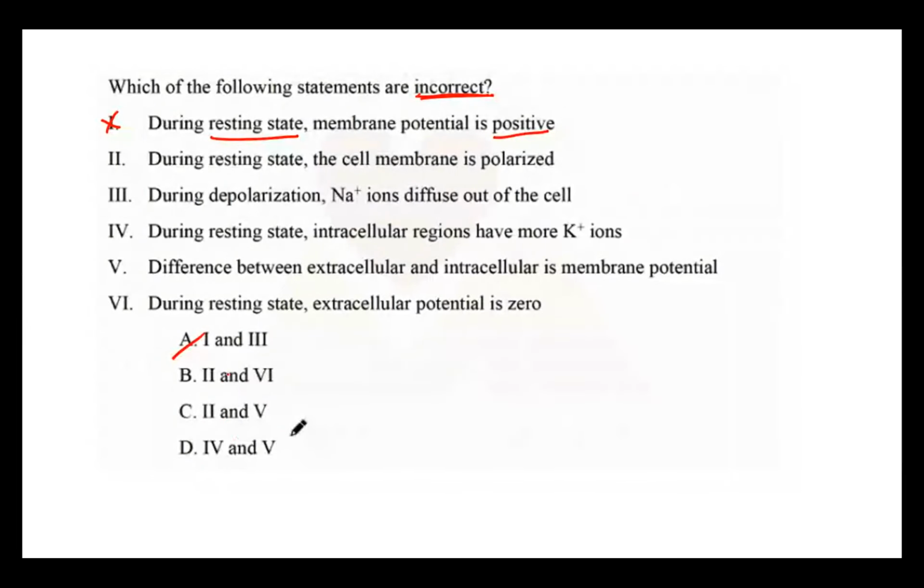So in GATE, you don't need to verify all 6. If you find it, not only in GATE, when you are appearing for placements also it applies.